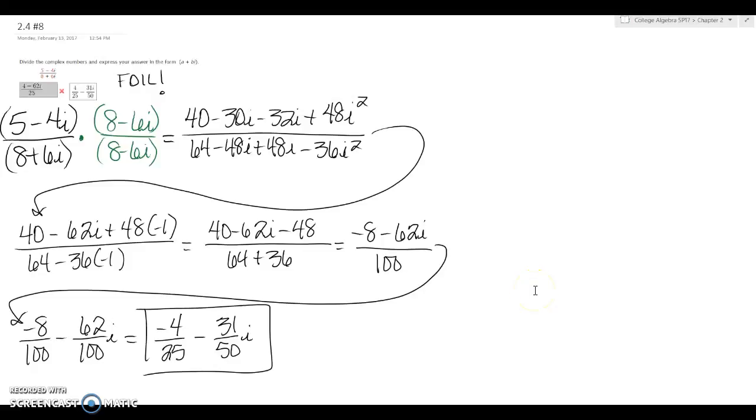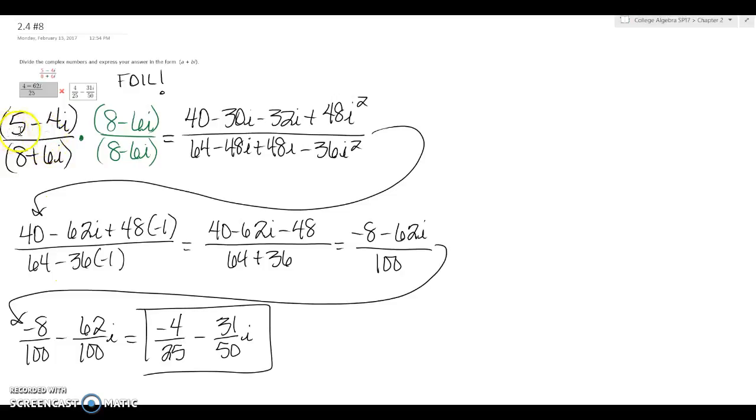This problem is in 2.4. We are rationalizing a denominator that has a radical in it. And in this particular problem, the radical is actually i. So whenever we're working with radicals, we have to make sure that we do not have a radical in the denominator of a fraction. So that's what we have to do, is manipulate this problem so that there is no longer an i in the denominator.